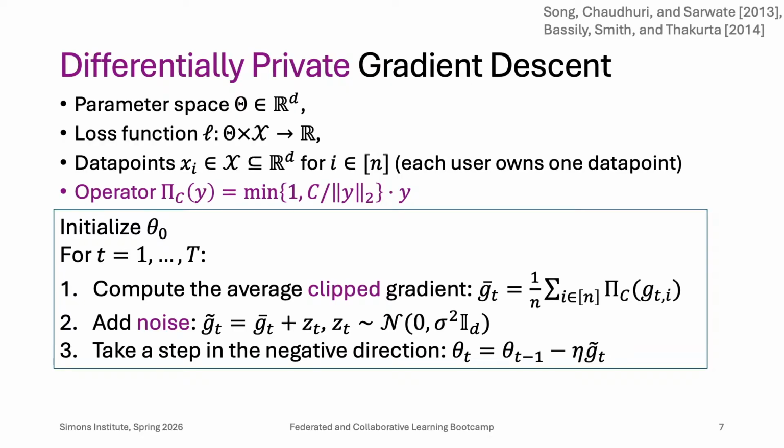And then the second change is using the Gaussian mechanism to release this average of the gradient. So instead of releasing the average as it was before, you add Gaussian noise with 0 mean and sigma squared variance in every direction. And then you use this noised average in the update step.